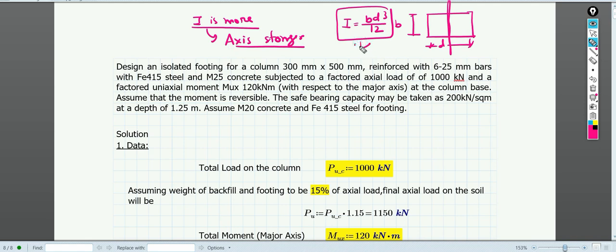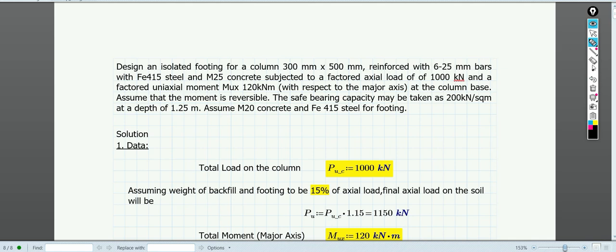Okay, just find out the moment of inertia, or what you can do is this: the axis which cuts the longer section will be the major axis. That also you can say. The axis which cuts the longer section will be the major axis, and the axis which cuts the shorter section will be the minor axis. Okay, so I think this idea is clear.